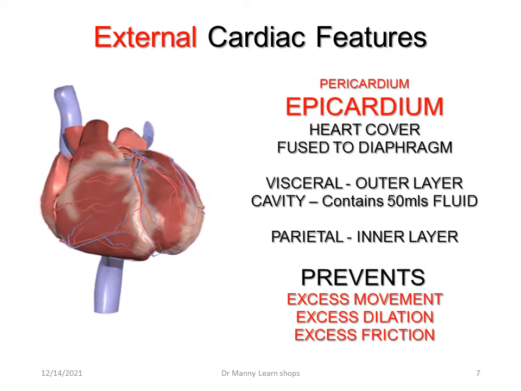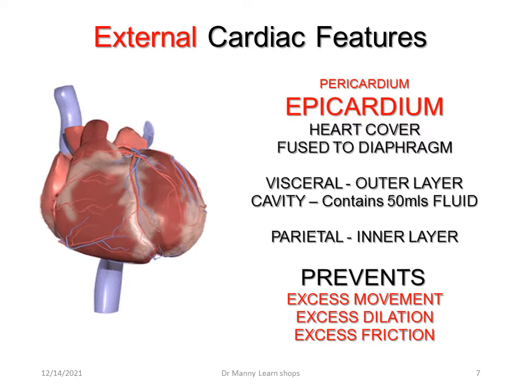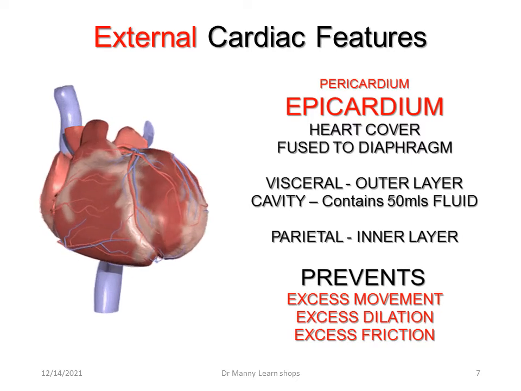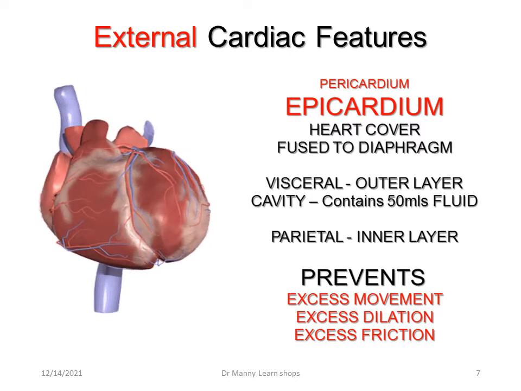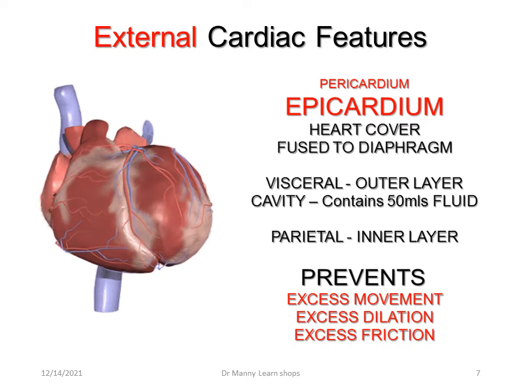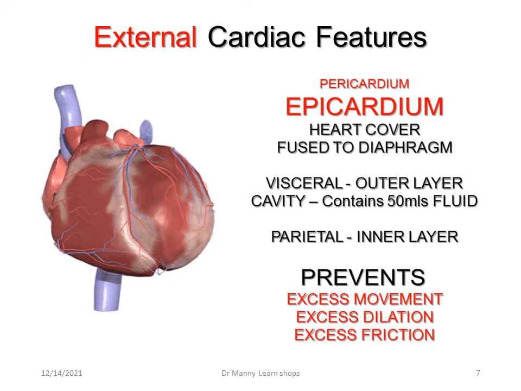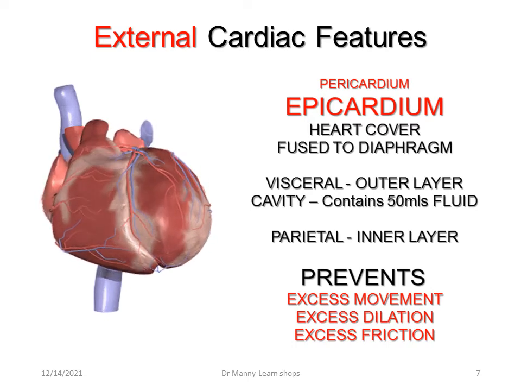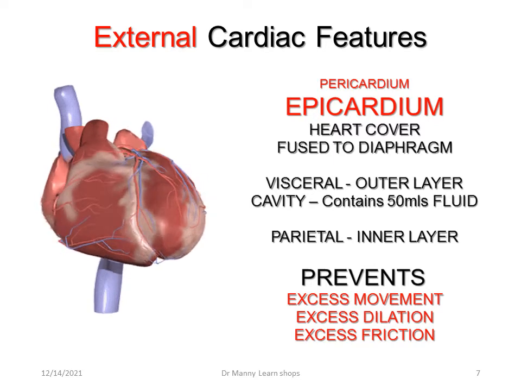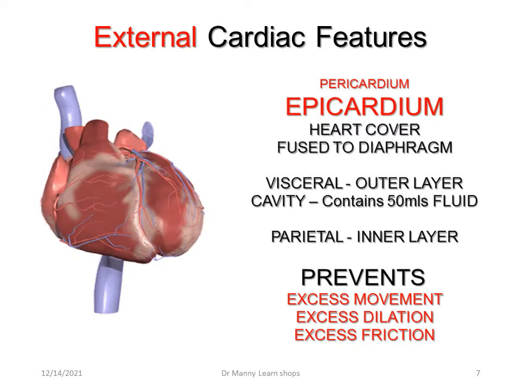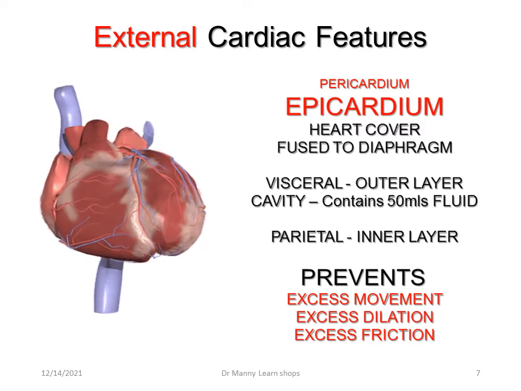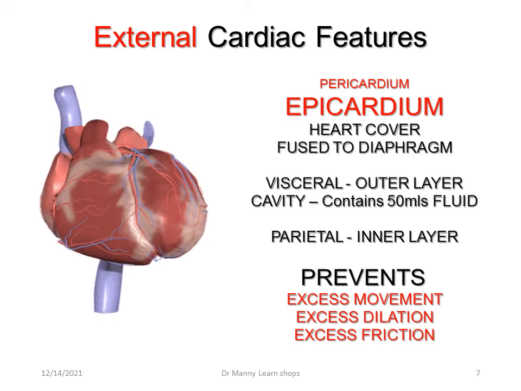When it comes to the pericardium, the epicardium, this is a heart cover, which is fused to the diaphragm. The visceral is the outer layer. There's a cavity that contains about 50 mils of pericardial fluid, and then you've got the inner layer, which is parietal. Essentially, the pericardium prevents excessive movement and excessive dilation of the heart filling, and prevents friction. It's moving all the time. It's beating, it's contracting.